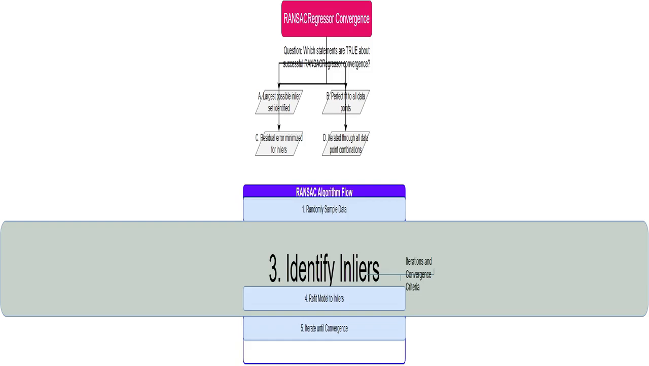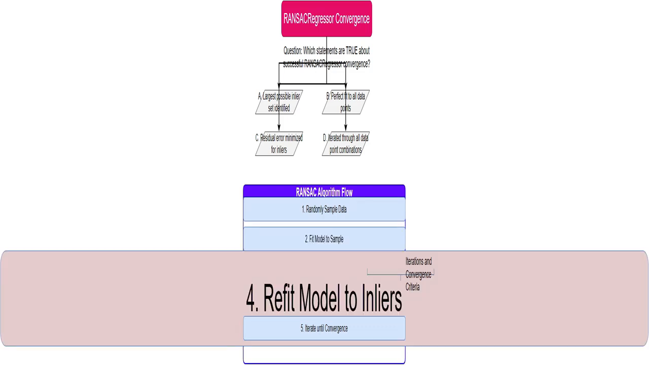I identify the data points that are close enough to my model. These are the inliers. Points that are far away are outliers. How close is close enough depends on my tolerance or threshold setting. I now have a set of inliers. I refit my model, like my line, using only these inliers. This gives a better, more accurate model.